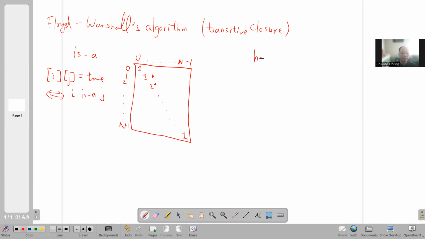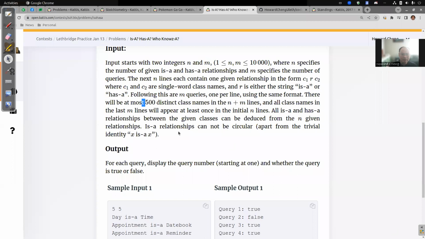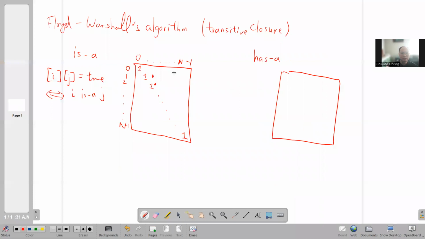Okay, and then you can have another table that looks exactly like this for has A, except that actually I don't remember if the diagonal should be 1 or 0. I don't think it should be 0. Nothing should be circular, apart from the trivial identity, an x is an x. Okay, so has A should have zeros on the diagonal, and then the ij entry is true if and only if i has a j.